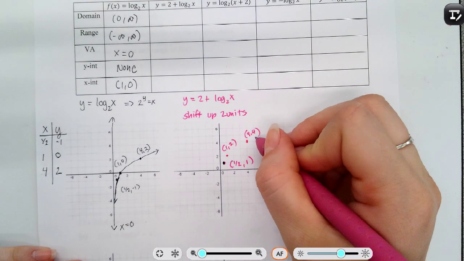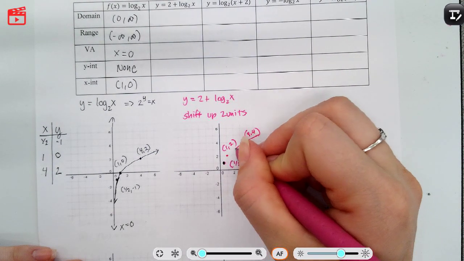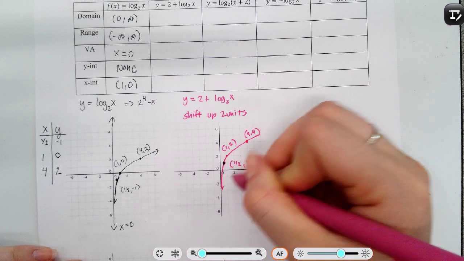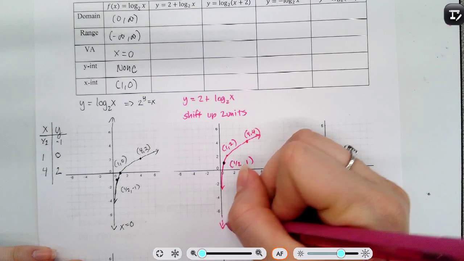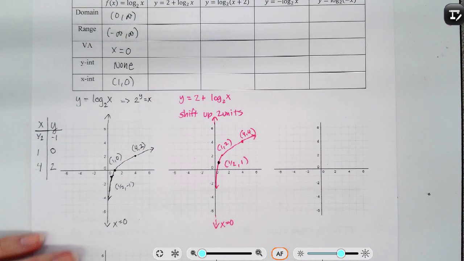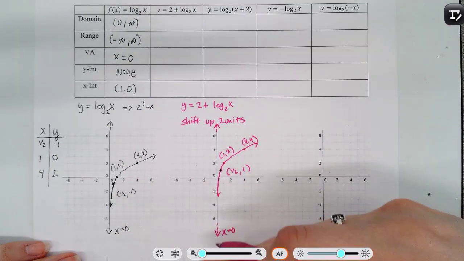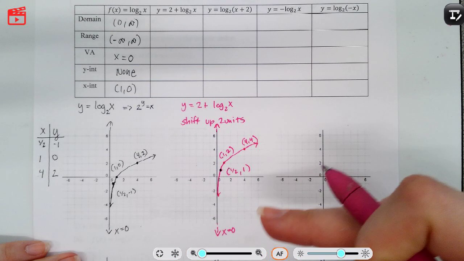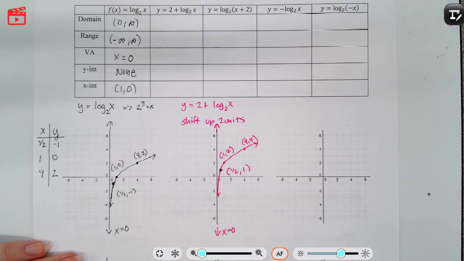Our vertical asymptote is not going to change. It just stays at x equal to 0, because we've shifted y values and we haven't shifted the x values. So x equals 0 will stay that way. All right, go ahead and fill out the domain and range and check back in a second.